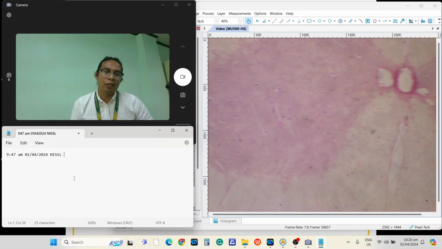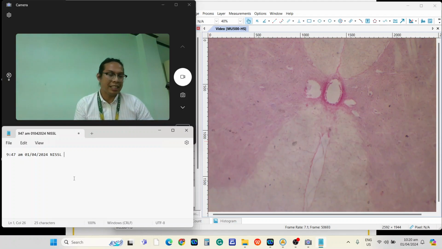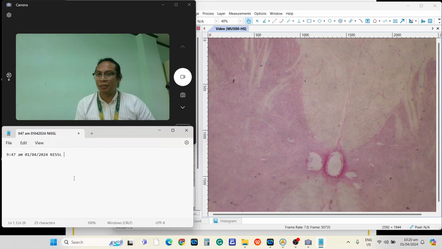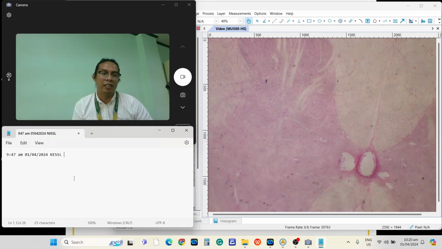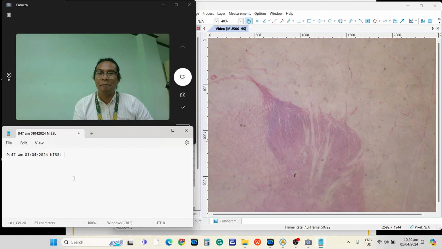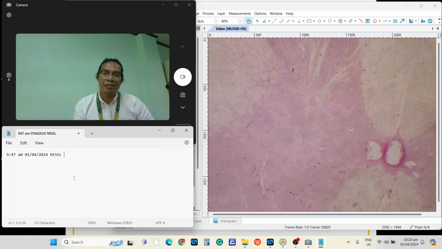Sa gray matter, kung i-appreciate nyo siya, kung titingnan nyo siya ng lahatan, hindi ko kasi mapakita ng isang slide. Siya ay isang butterfly. Mukha siyang butterfly or letter H. Kung corny ka, letter H ang maisip mo. Kung creative kang mag-isip, that is a butterfly.